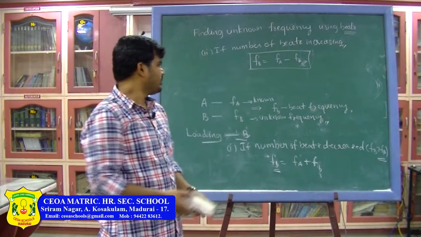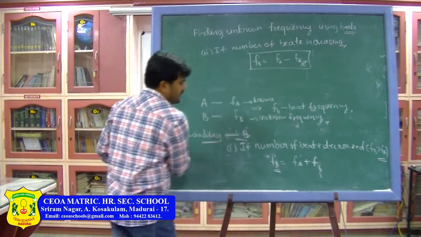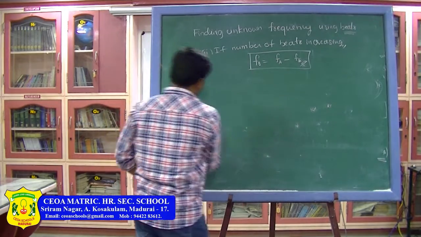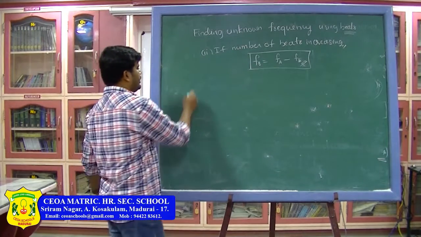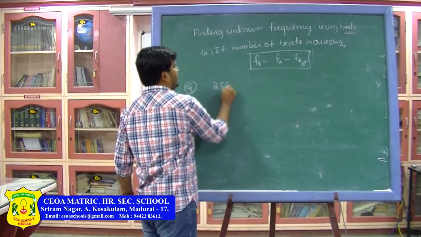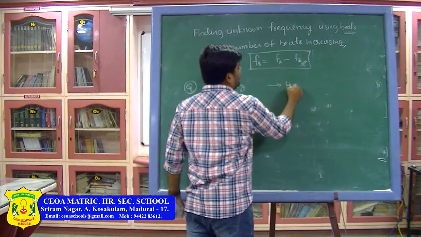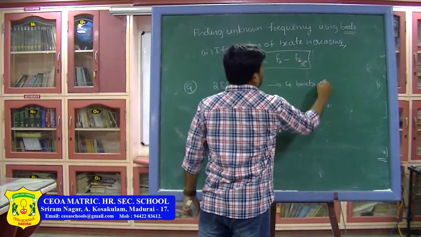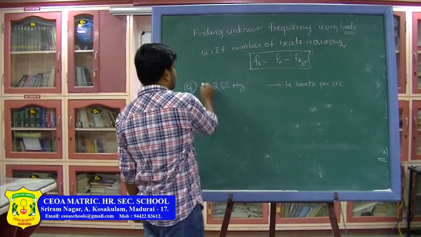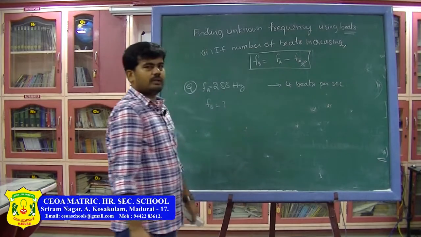Now, let us do one example on this method, so you can understand the method clearly. So, the problem is, first problem is a tuning fork of frequency 288 Hz is producing 4 beats per second with a tuning fork of unknown frequency. Say this is FA and FB, another tuning fork frequency, we do not know that, that is FB.